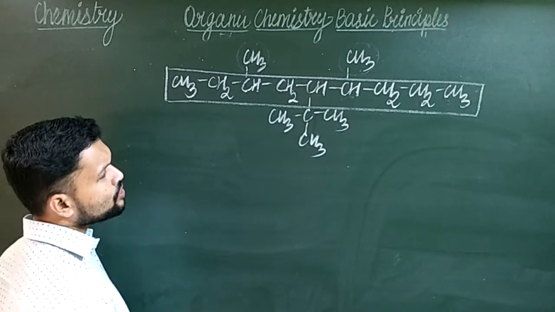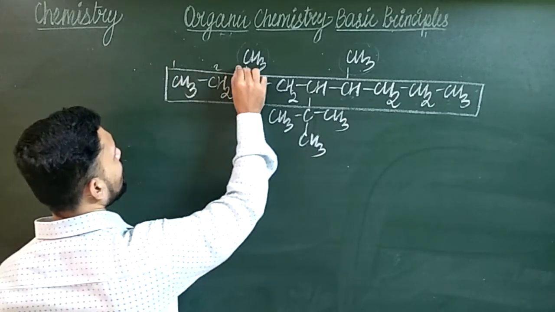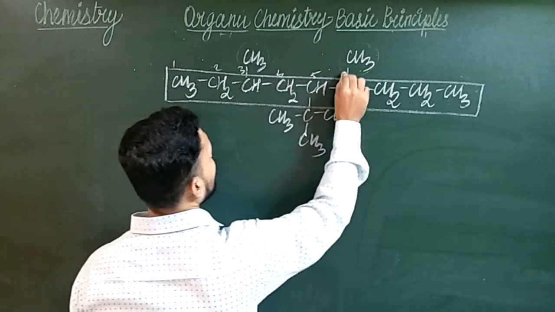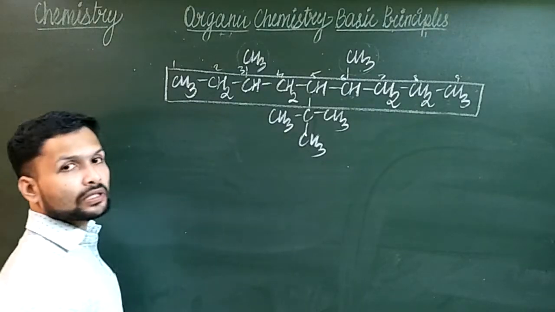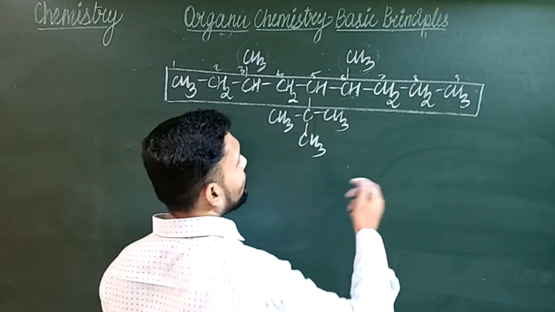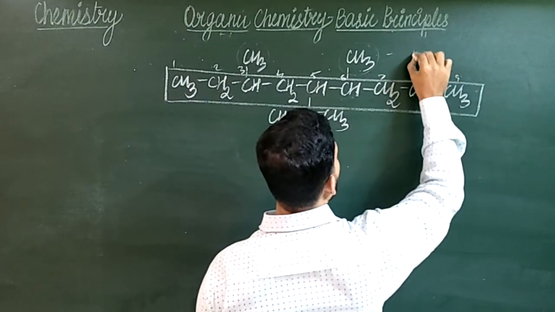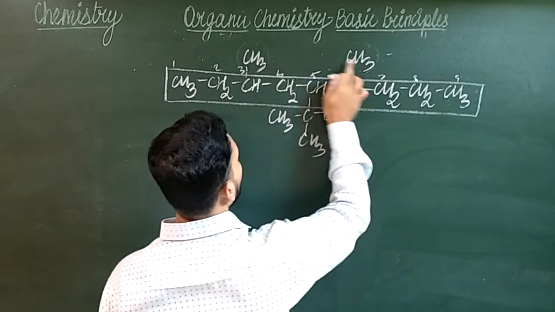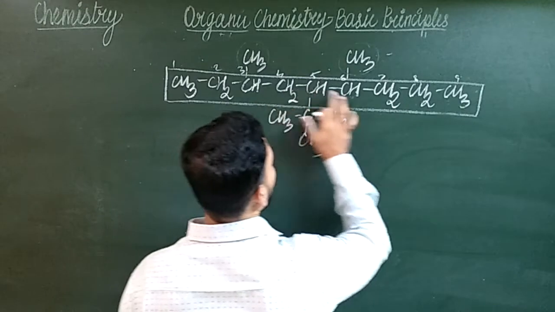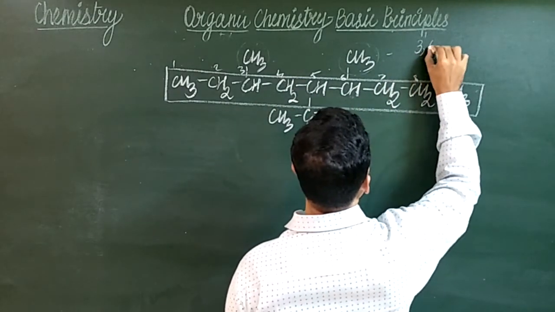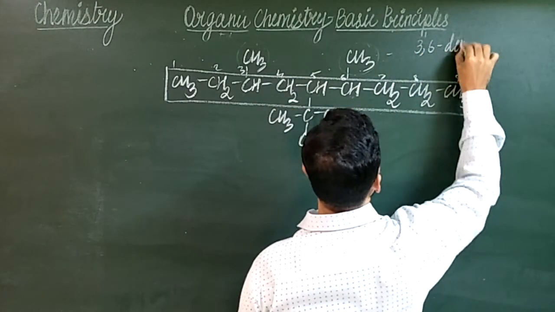So we'll move on to the next rule. Obviously the numbering is also set: 1, 2, 3, 4, 5, 6, 7, 8 and 9. Now look over here. When we are going to write, this will be written as methyl, but actually these two substituents are the same, so they will be written collectively. So 3 and 6, we'll be writing over here 3,6-dimethyl.